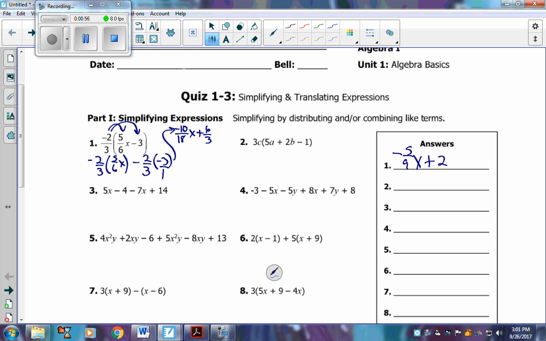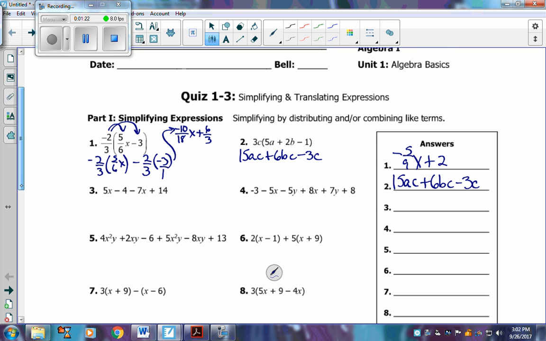Number 2, you have to distribute the 3c. So I have 3c times 5a is 15ac. 3c times 2b is 6bc. And 3c times negative 1 is negative 3c. So that's your answer for number 2: 15ac plus 6bc minus 3c.